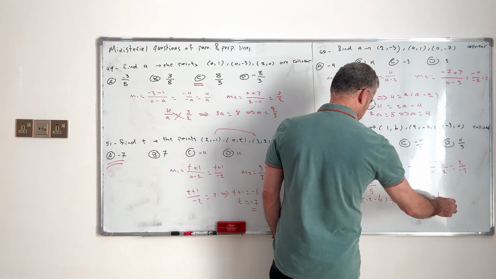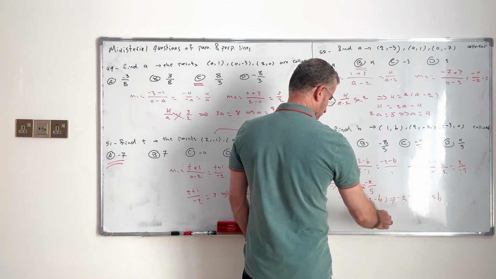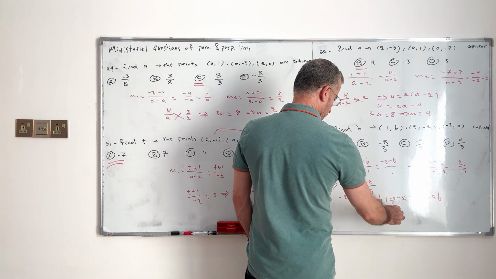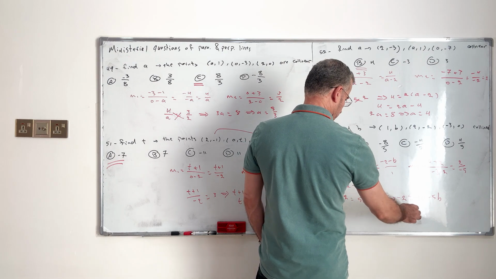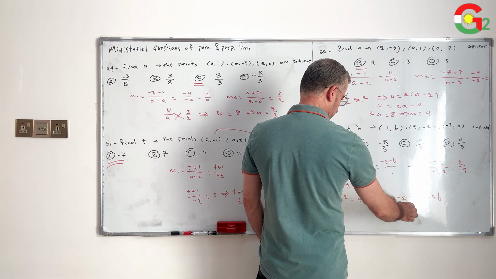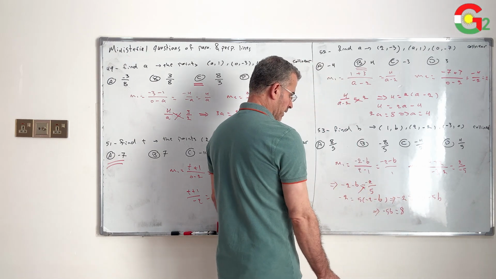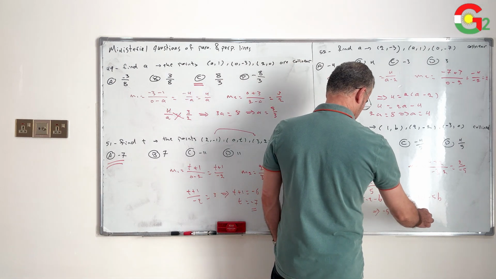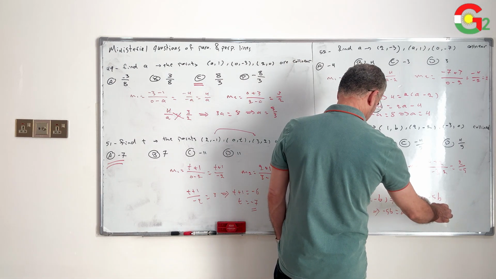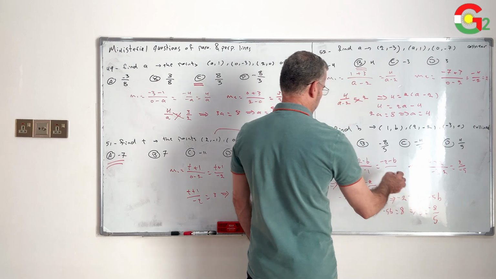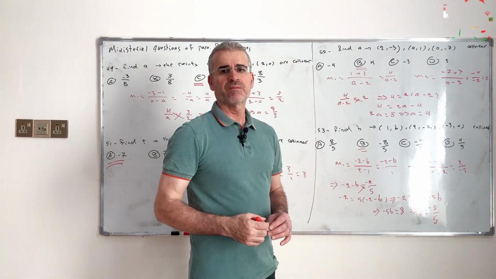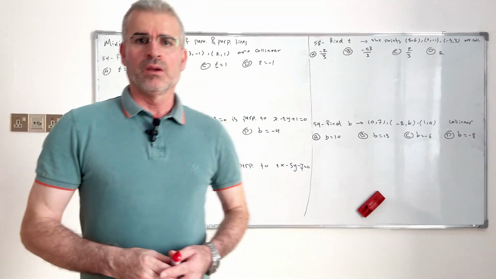minus 5b. Then 5b equal to negative 2 plus 10, it is 8, then b, it will be negative 8 over 5. Negative 8 over 5, choice number B.